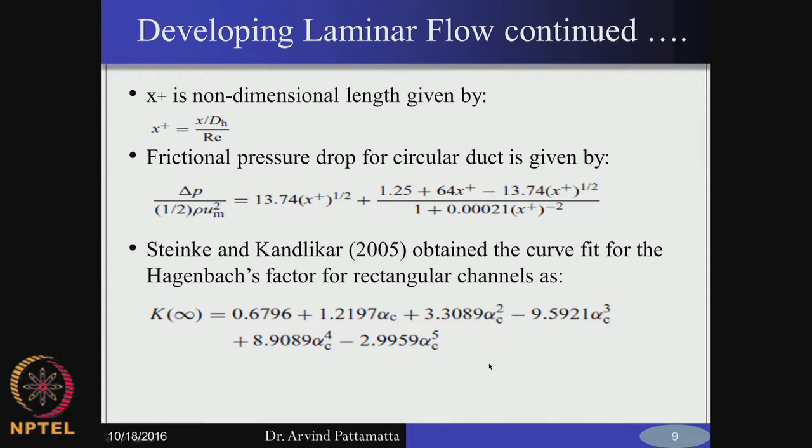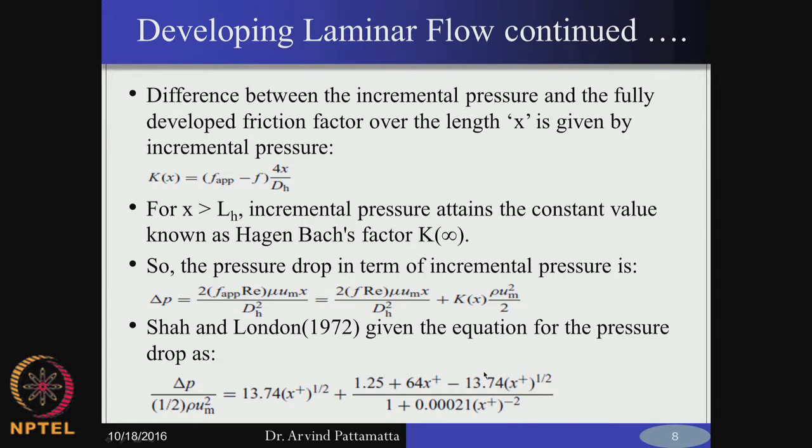Apart from that, there are also some correlations of this form which are available, like Shah and London, for example, have given a more explicit correlation in terms of x. You do not have to specifically take fully developed and add them separately. You directly have everything in terms of x. So, if you substitute the corresponding value of x, if your x is less than LH, it will give you a certain value. If your x is greater than LH, it will give you a certain value. So, if your x is greater than LH and you are calculating the delta p for the entire tube length, for example, that will become a constant value.